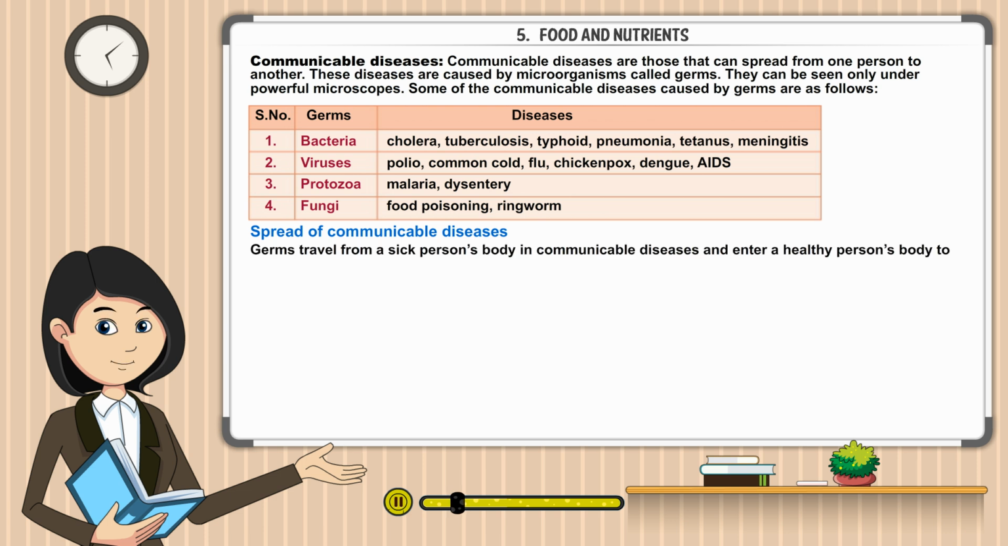Spread of communicable diseases. Germs travel from a sick person's body in communicable diseases and enter a healthy person's body to cause disease and infection. This can happen in the following ways.